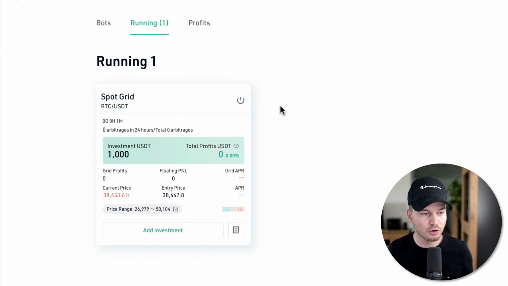And this just shows you an overview of what your investment is, your total profits or your losses, and also how many trades you have left in this specific day, and then the price range that the bot is trading in.